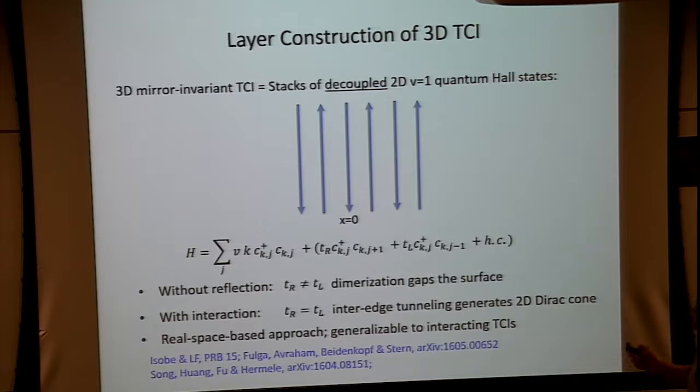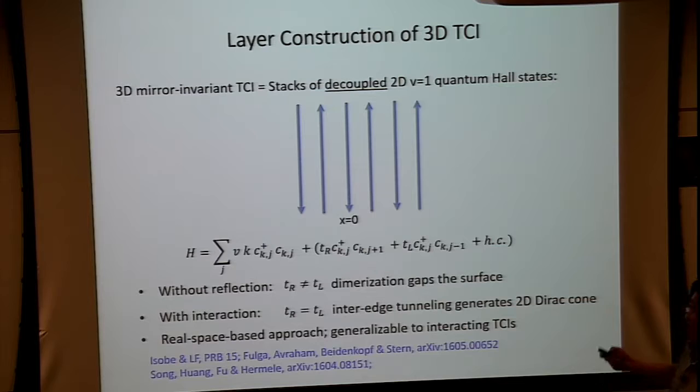Okay. And so if I just take a decoupled array of 2D integer quantum Hall states, right now I'm looking at the edge of each plane. Each plane goes into the blackboard, and every line represents the edge of a plane. And so I have this particular alternating array of nu equal 1 and nu equal minus 1 quantum Hall systems stacked in this x direction, and now we are looking at the side surface of this stack as a 3D system.